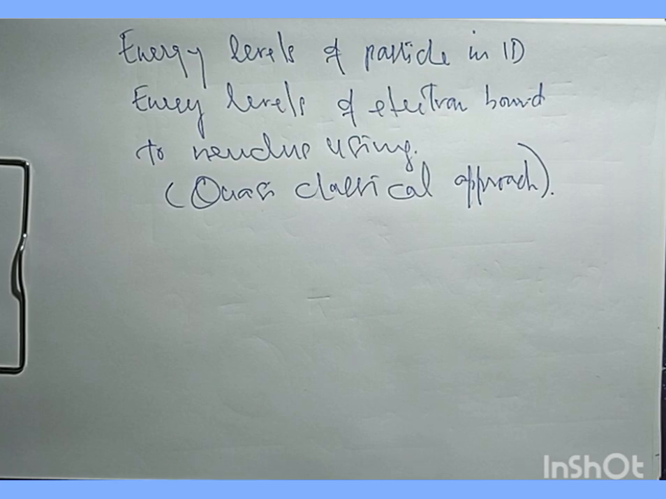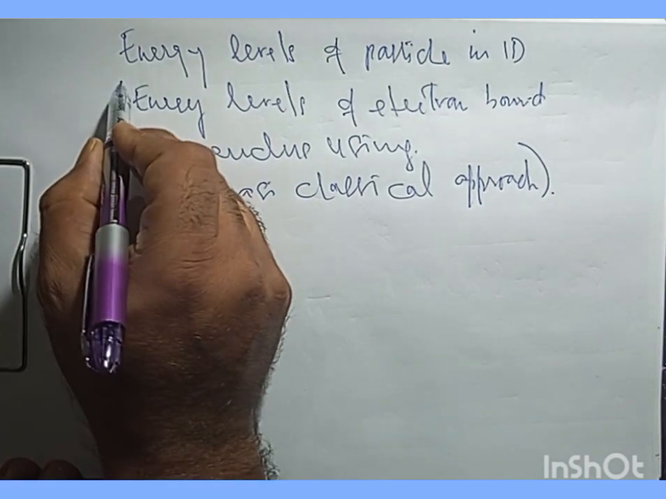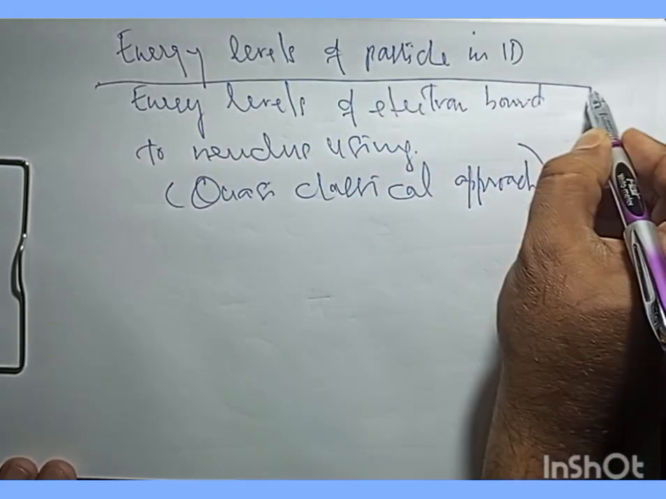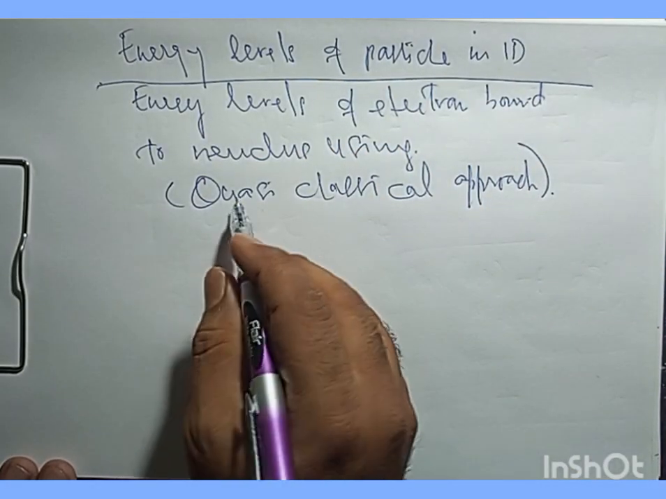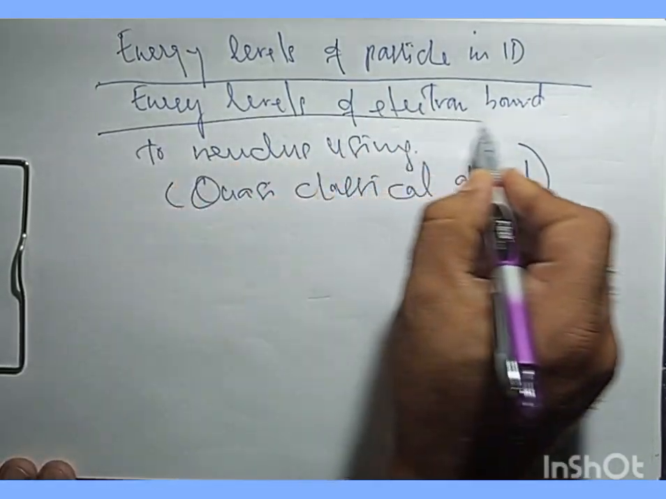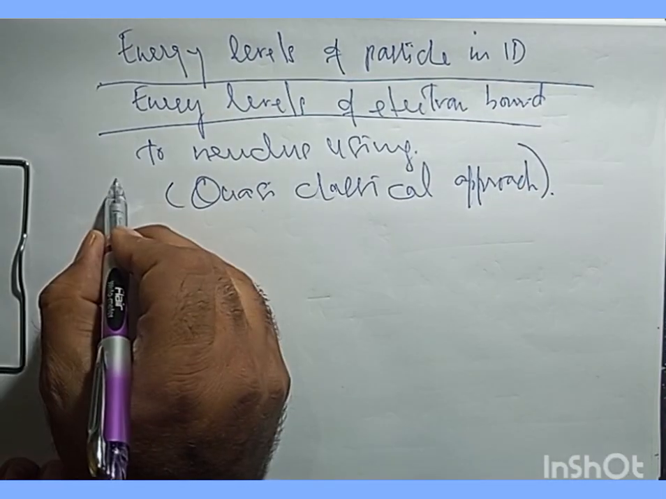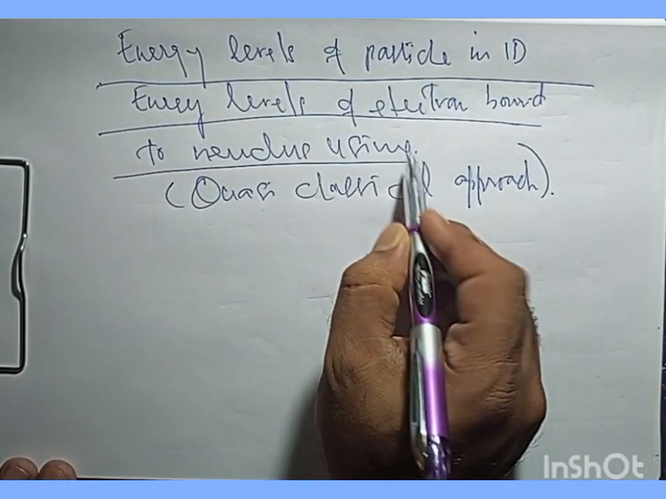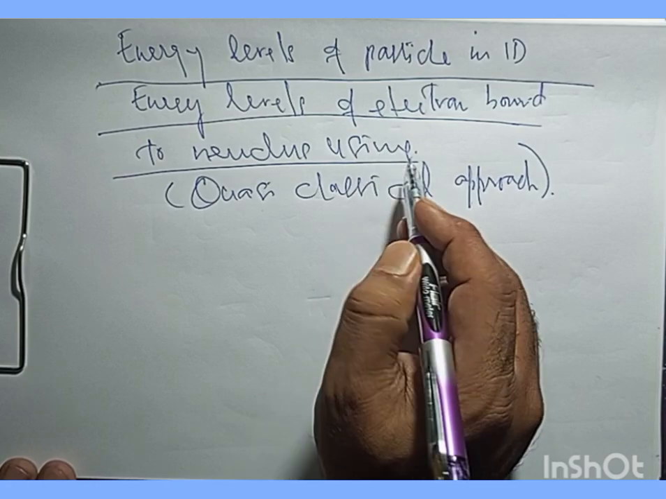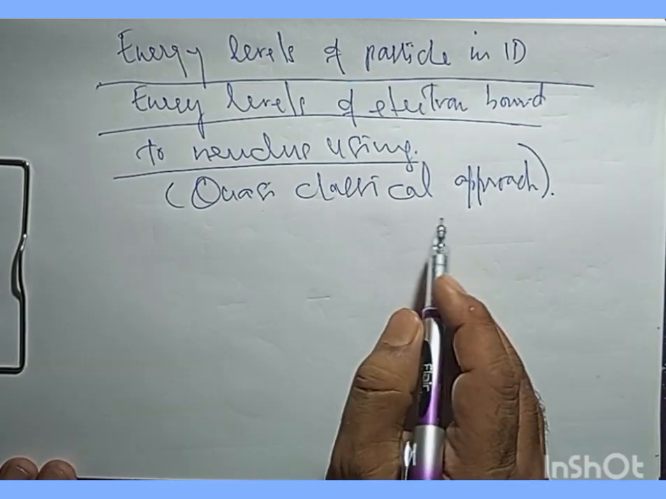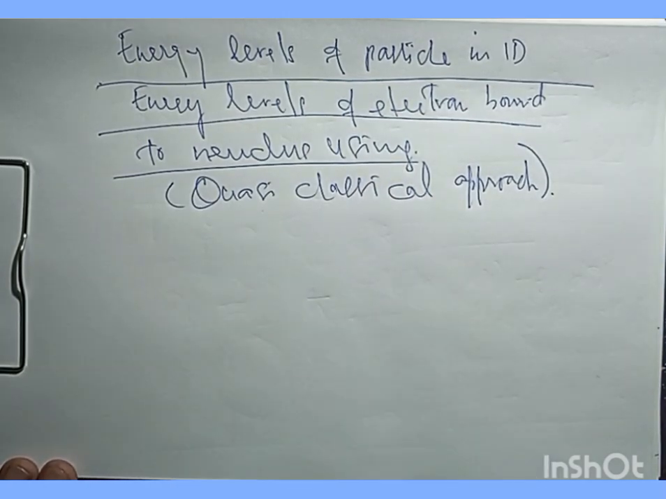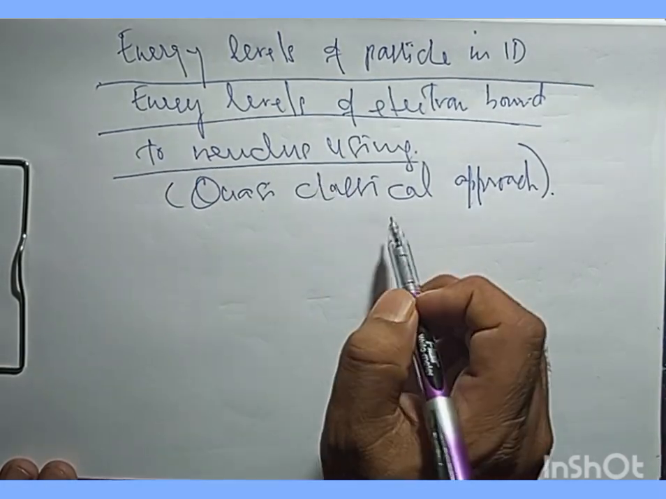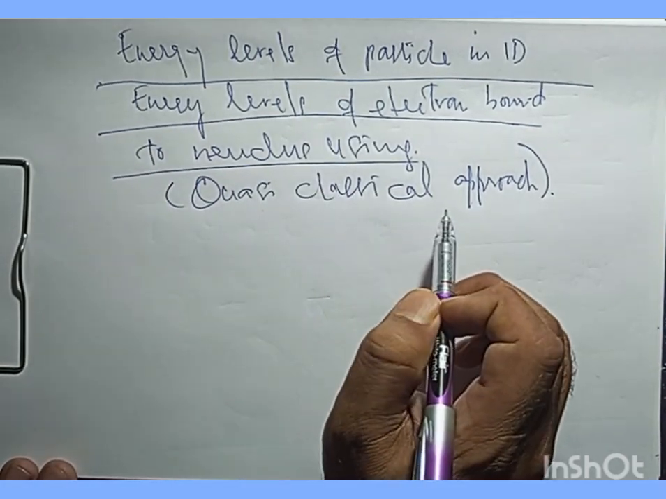In this video, I'll be talking about the energy levels of a particle in a box, and then the energy levels of an electron that's bound to the nucleus. Here we'll have a special reference to the hydrogen atom using the quasi-classical approach. So I would like to solve the two problems using the quasi-classical approach.